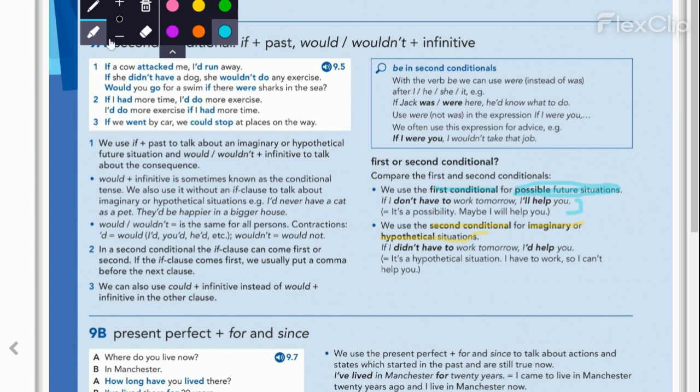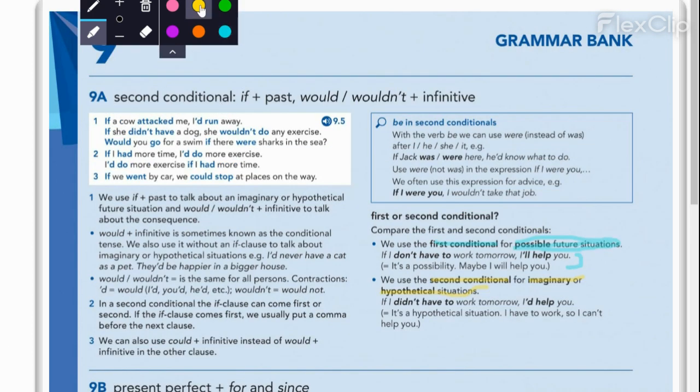So let's go back to the second conditional. We are going to use the second conditional to talk about an imaginary or hypothetical future situation, okay? How? Well, let's listen to some examples, okay?